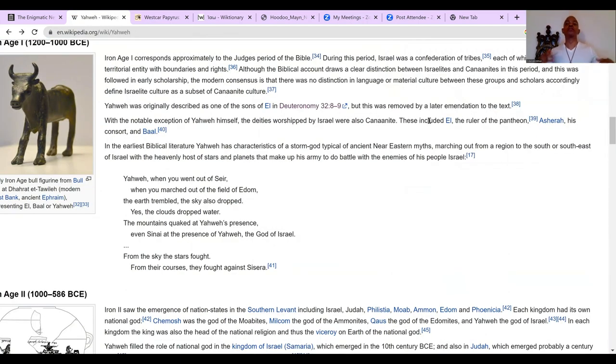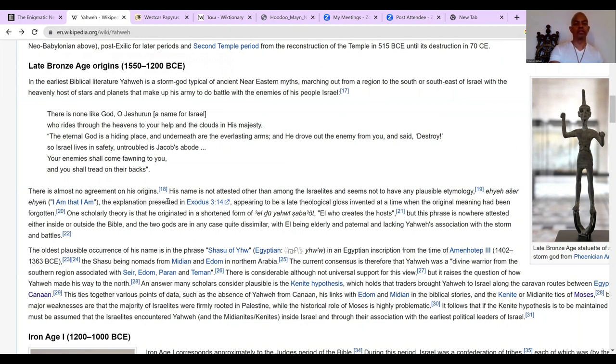So in Deuteronomy, El is the chief divinity. Yahweh is one of the sons of El. Then later on, they conflated the two. Now, when they talk about his name, it is not attested other than among the Israelites, and seems not to have any plausible etymology, that Ehyeh Asher Ehyeh, I am that I am, the explanation presented in Exodus, appearing to be a late theological gloss invented at a time when the original meaning had been forgotten and so forth. When you read in the biblical text, Yahweh is saying, well, my name is Yahweh, you're going to call me Yahweh from this point on. Prior to that, your fathers didn't know me as Yahweh. They knew me as El Shaddai and so forth. But from this point on, you're going to know me as Yahweh.